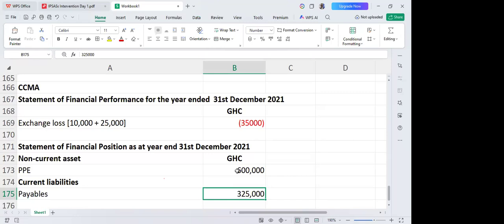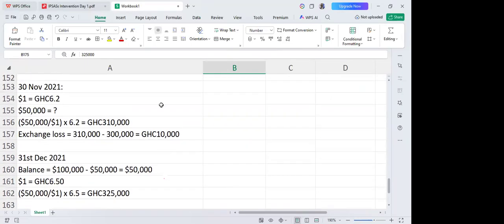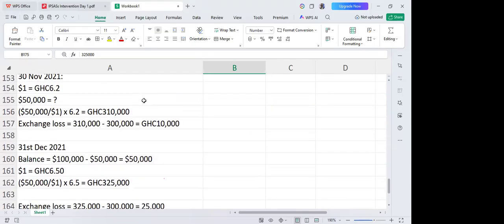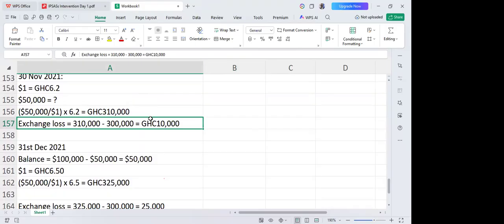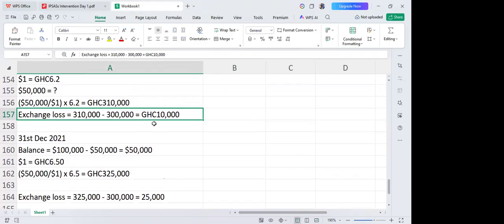Hello, sir. Yeah, Collins. A quick one on the November exchange loss. I just want to find something out. As at December, the loss we recognized was 25,000, right? But as at November 2025, if we have paid everything, the rate was around 6.5. We paid half. Sorry, the rate was 6.2 as of November.